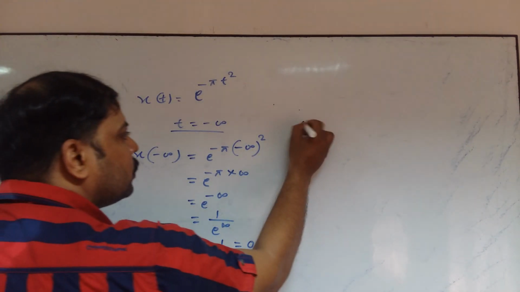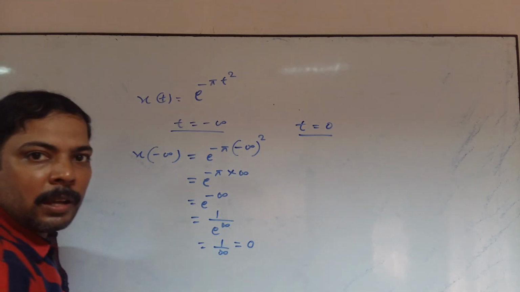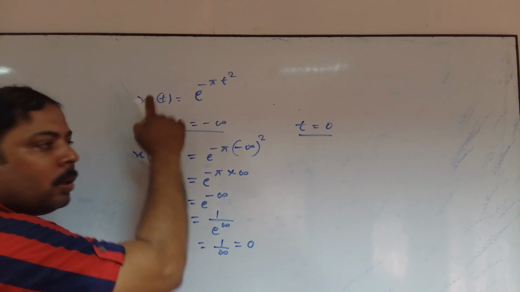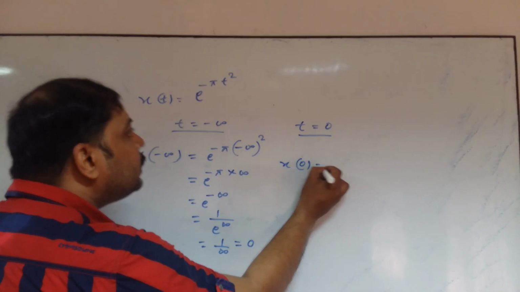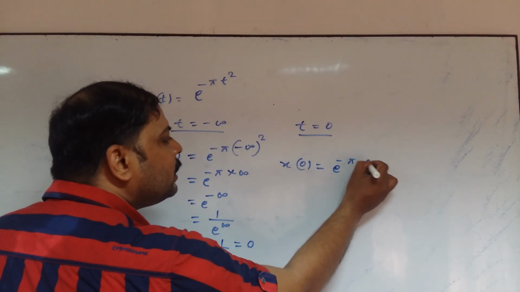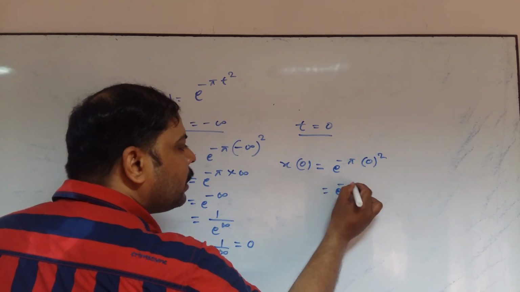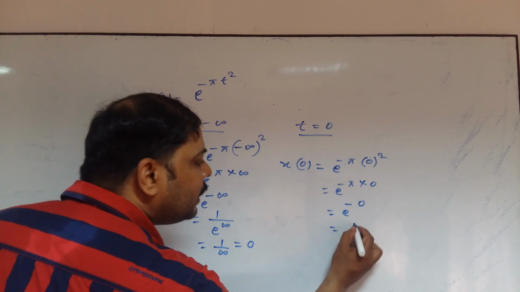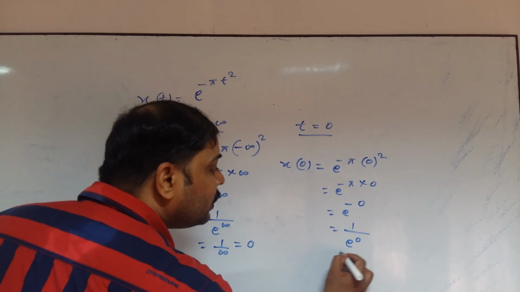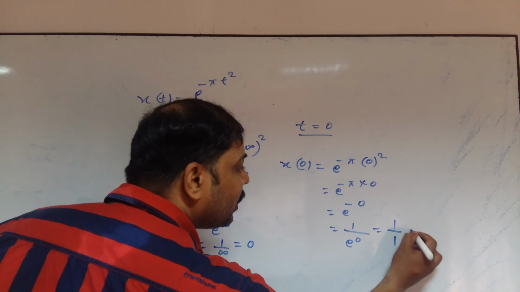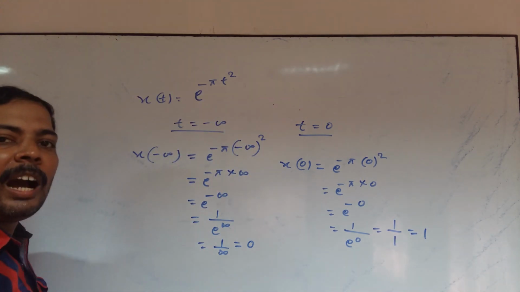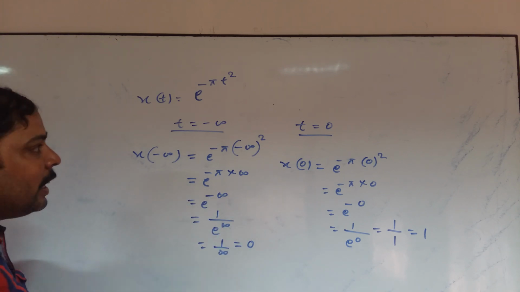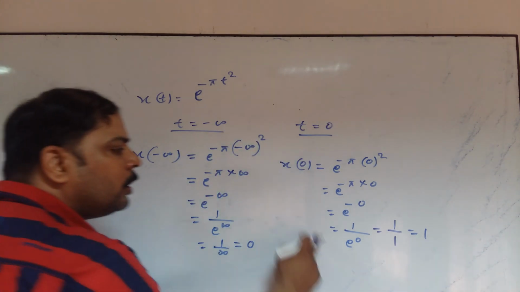Now, suppose you take t is equal to 0. If you take t is equal to 0, then here you put t is equal to 0. X of 0 is equal to e to the power minus pi 0 square. E to the minus pi 0 square is e to the minus 0, that is 1 by e to the power 0. This is 1 by 1, this is 1. That means at t is equal to 0, you are getting value 1. Very important. T is equal to minus infinity, value 0. T is equal to 0, value 1.